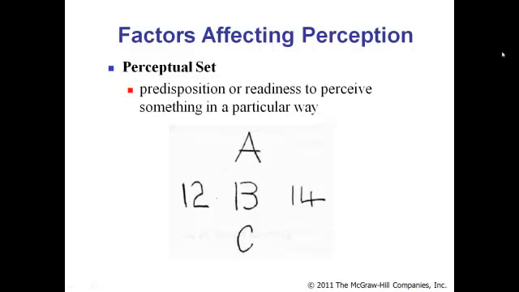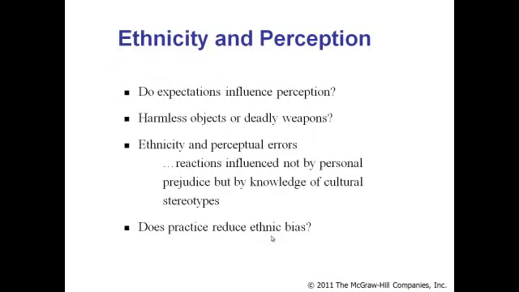So if you're looking at the vertical column here, you see A, B, C. If you're looking horizontally, you're seeing 12, 13, 14. But that B and that 13 are the same stimulus. Just like in an earlier lecture, the cat, you have the H and the A that are the same stimulus, but we perceive one as an H and one as an A.